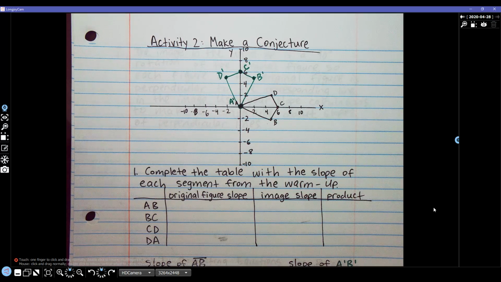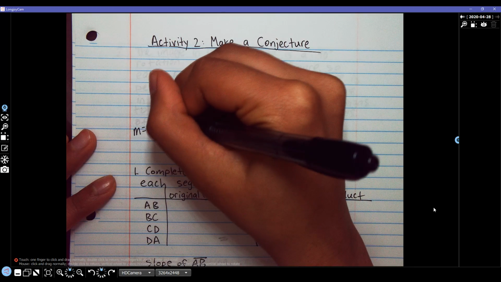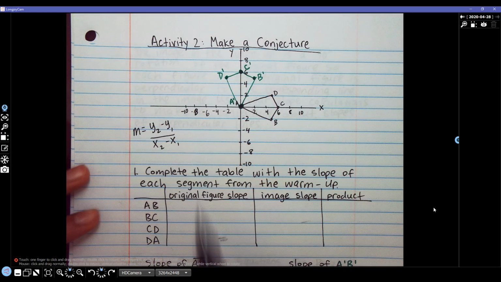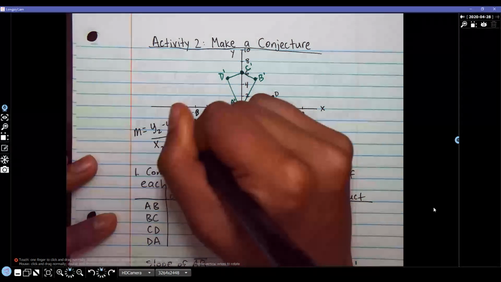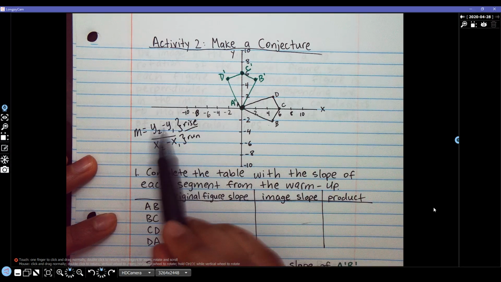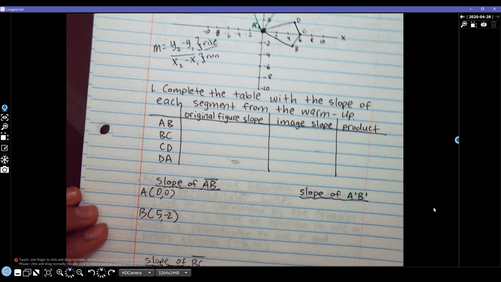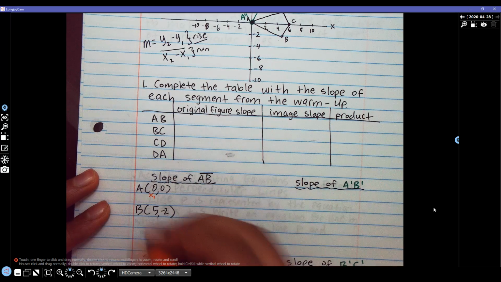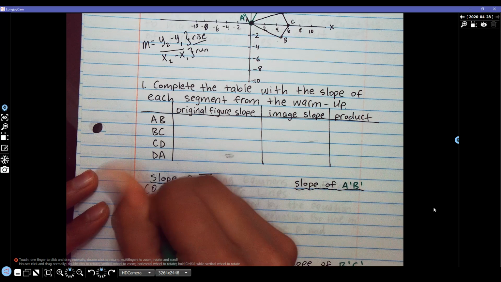If you recall our slope formula, I'm going to write that over here. So remember, m represents slope, is y2 minus y1 over x2 minus x1. Right, so this is our rise over run, our change in y values over our change in x values. So I'm just going to label here my x1, y1, and x2, y2.